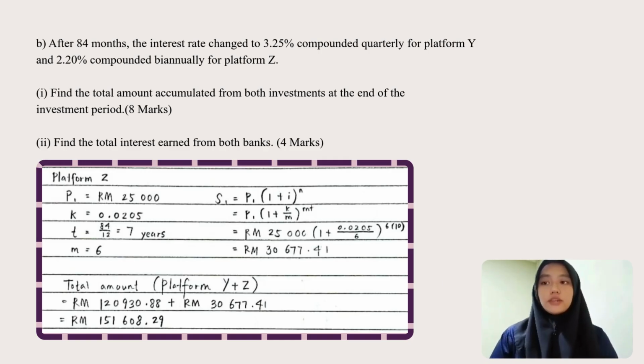Next, we are going to total up both of the amounts from platform Y and Z. The final total for both investments at the end of the investment period is 151,608 ringgit 29.